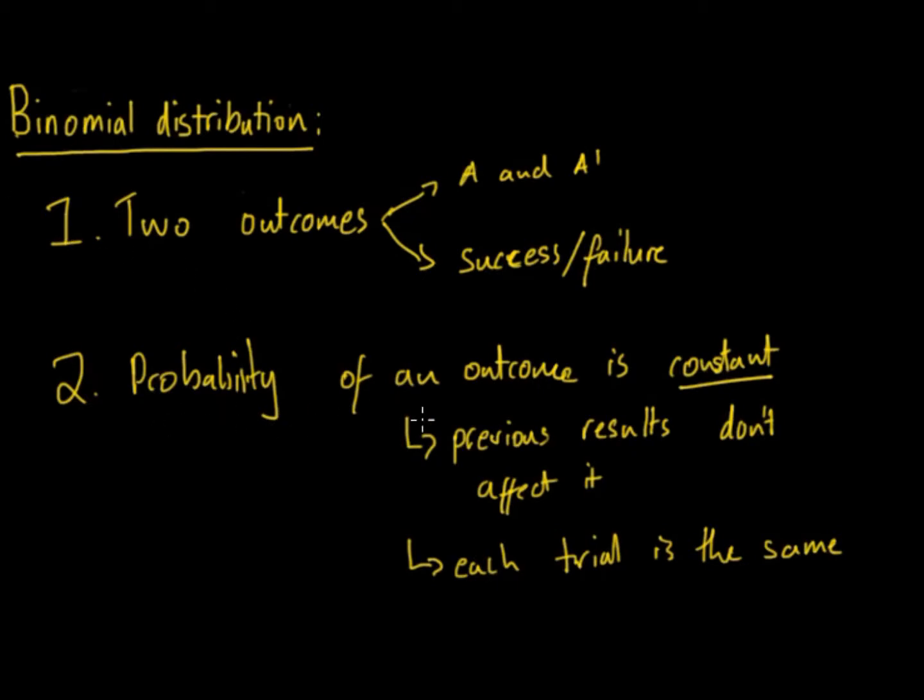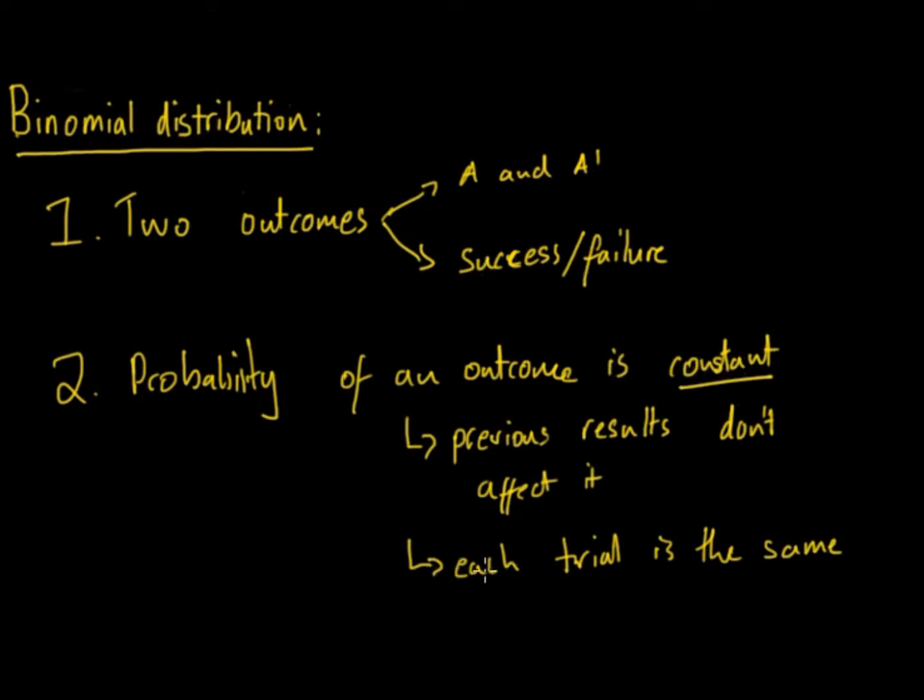So the second is the probability of an outcome is constant. That means that the previous results don't affect it. If you remember back to conditional probability, this is sort of the opposite. The classic example is the weather. If it rains one day, it's obviously more likely to rain the next. If that is the case, then you can't use a binomial distribution. The probability has to be constant. That's why a dice roll is a common example, because it's obviously constant every time you throw it.